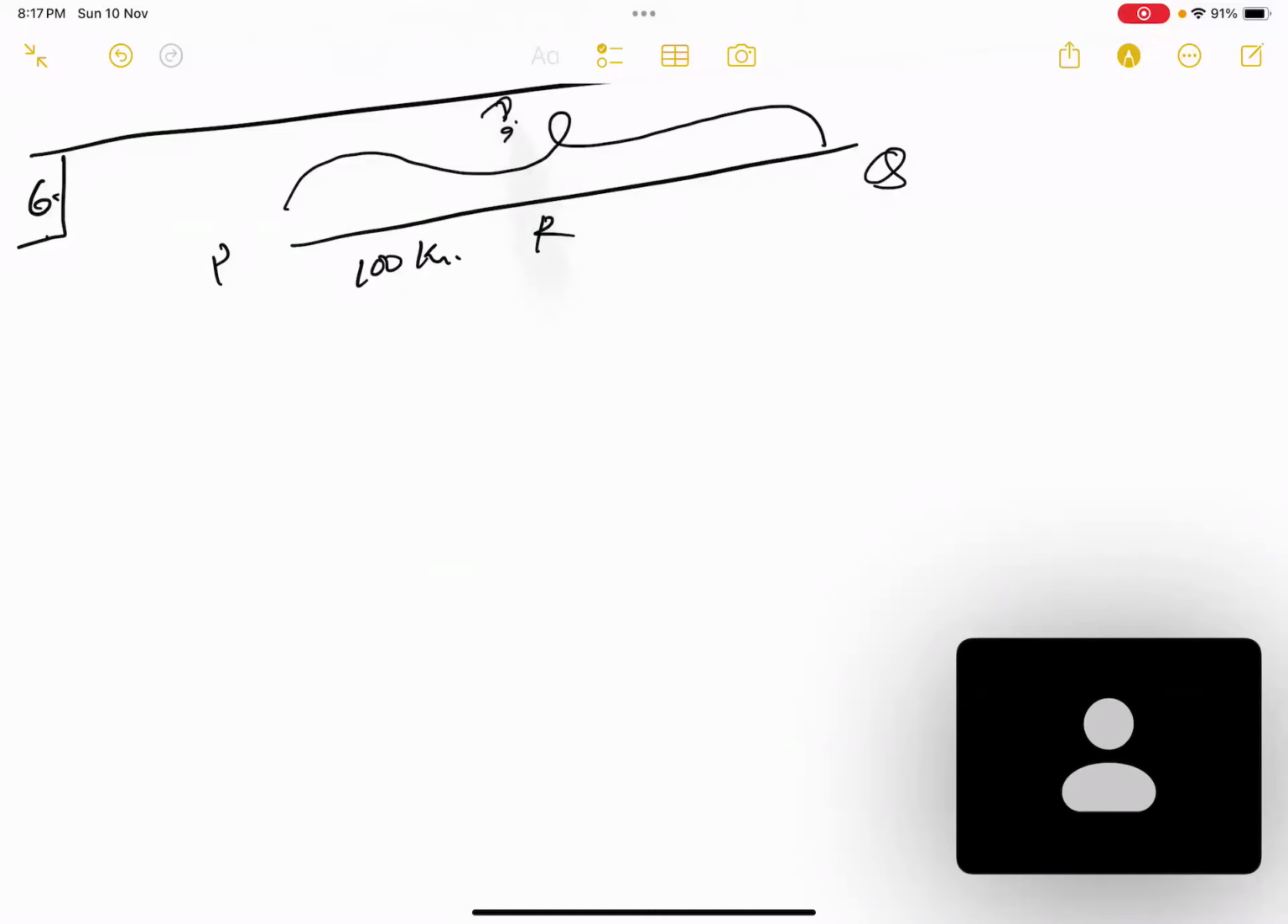In order to find this, they have given two statements. Can it be solved with only statement 1? Can it be solved with only statement 2? Or can it be solved by neither statement?